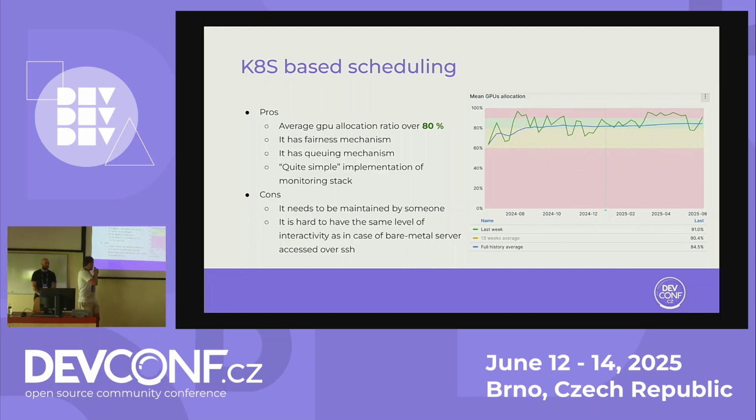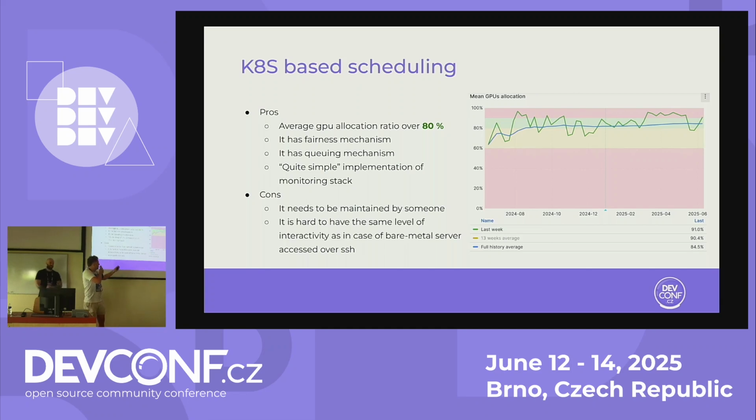The cons are that the cluster needs to be maintained by someone, so we need to hire people, which is kind of expensive. And also, it's quite hard to have the same level of interactivity as you have with bare metal servers. You cannot just SSH to the server and run your workload. You need to provide some tooling because Kubernetes has so many levels of abstraction.